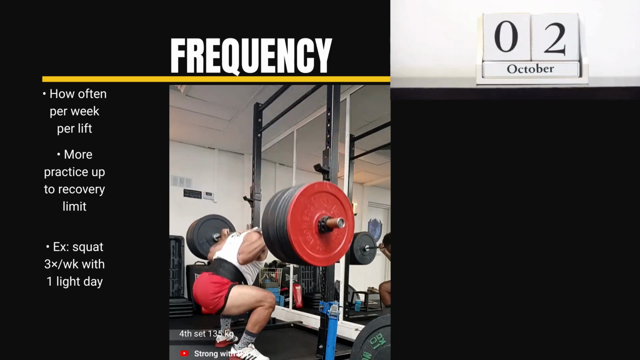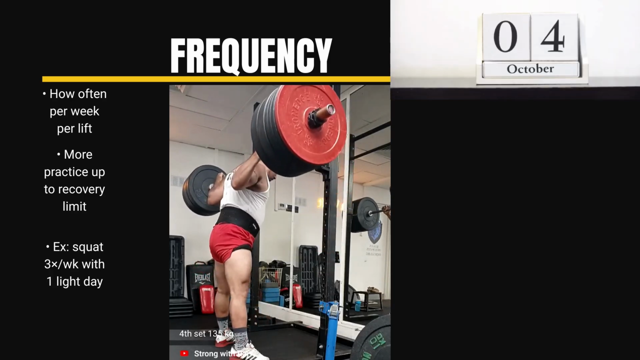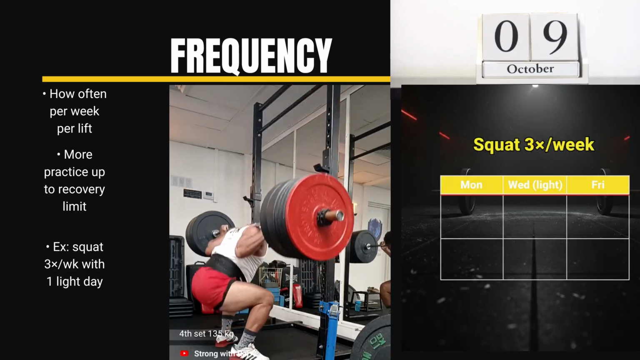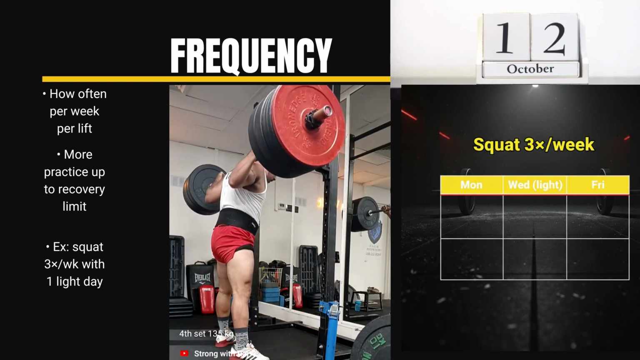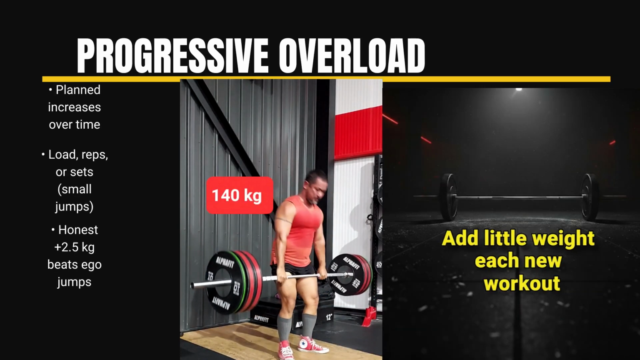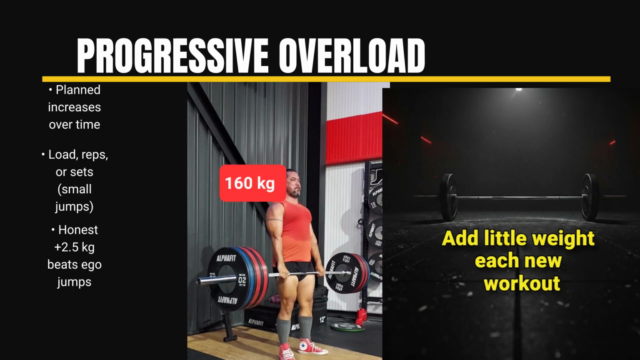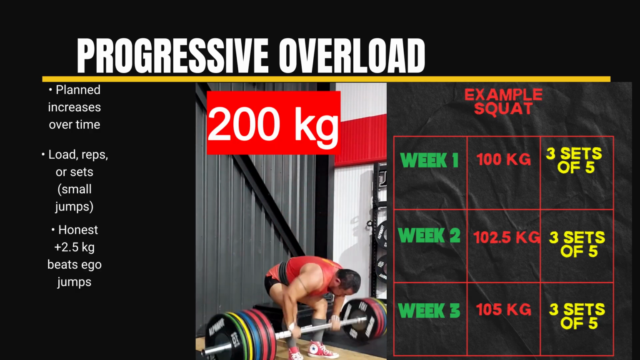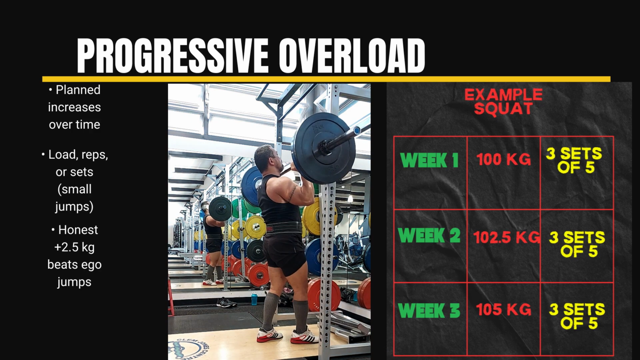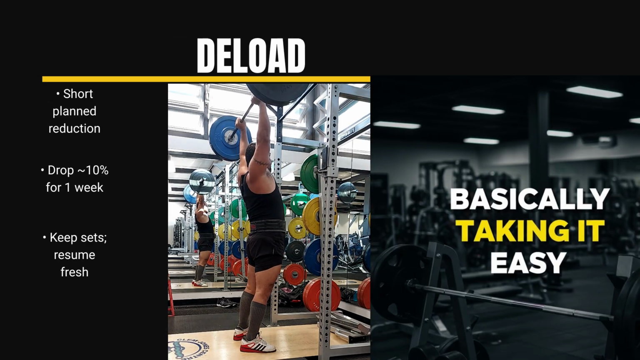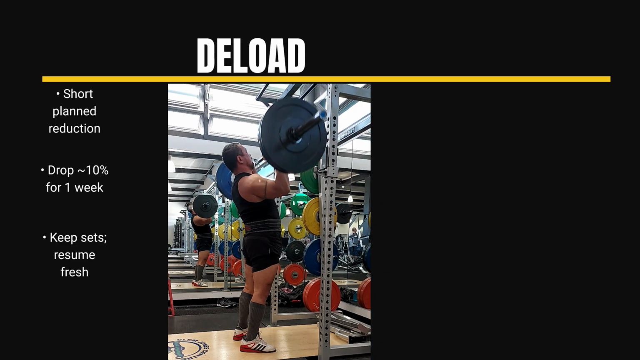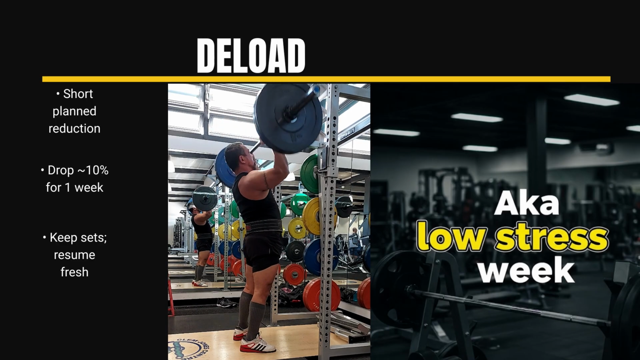Frequency, how often you train a lift per week. More touches build skill up to the point recovery allows. Many lifters do well squatting 3 times weekly with 1 light day. Progressive overload, planned increases over time in load, reps or sets. Add 2.5 kilos to your squat heavy day each week until you stall. Then reset and climb again. Deload, a short planned drop in load or volume to recover and keep progress moving. Take 10% off for 1 week, keep the same sets, then resume.